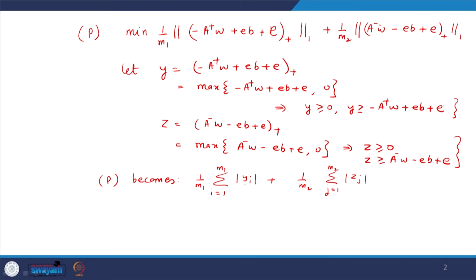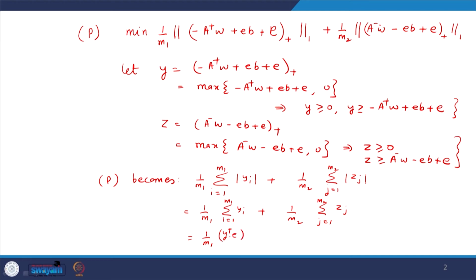Now, since y_i cannot be negative, because it is the maximum of this and this, it is either positive or 0. Similarly, z is either positive or 0. So, it cannot be negative, so mod will be itself. So, this will be equal to 1 by m1 times the summation over i from 1 to m1 of y_i, plus 1 by m2 times the summation over j from 1 to m2 of z_j. This can be further written as y1 plus y2 plus y3 up to y_m1, and z1 plus z2 plus z3 up to z_m2. So, this can be written as y transpose e.